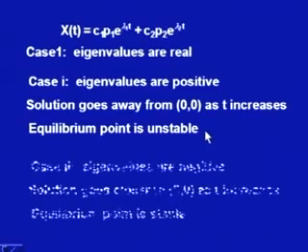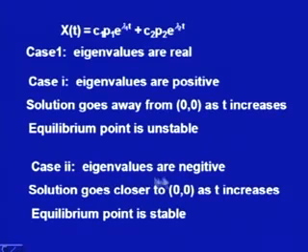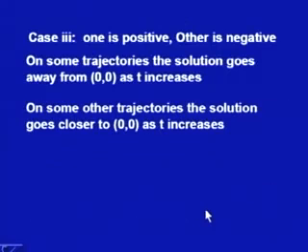While in the second case, when the eigenvalues are negative, then these negative values mean that this term as well as this term will become smaller and smaller as t increases. That means we will be going closer and closer to the equilibrium point 0 0, and this means that the equilibrium point is stable.